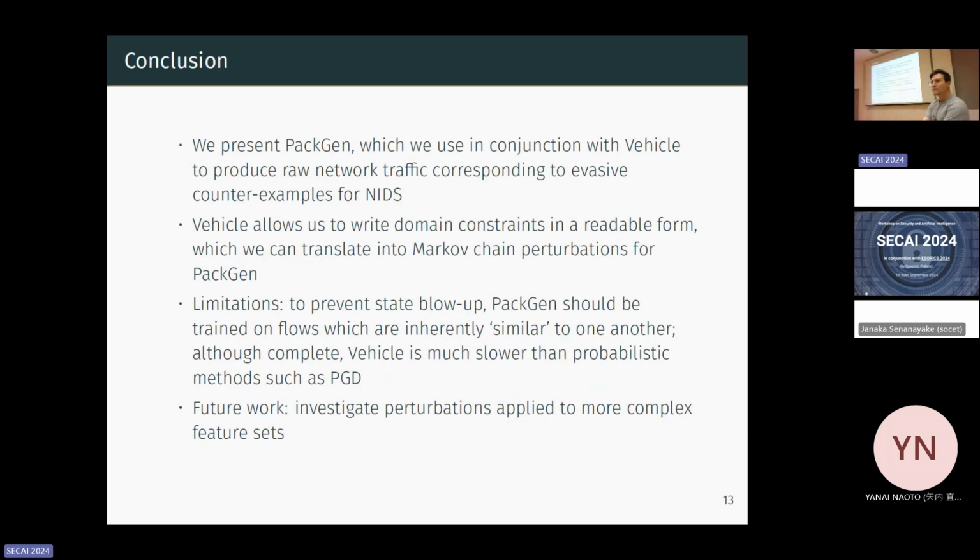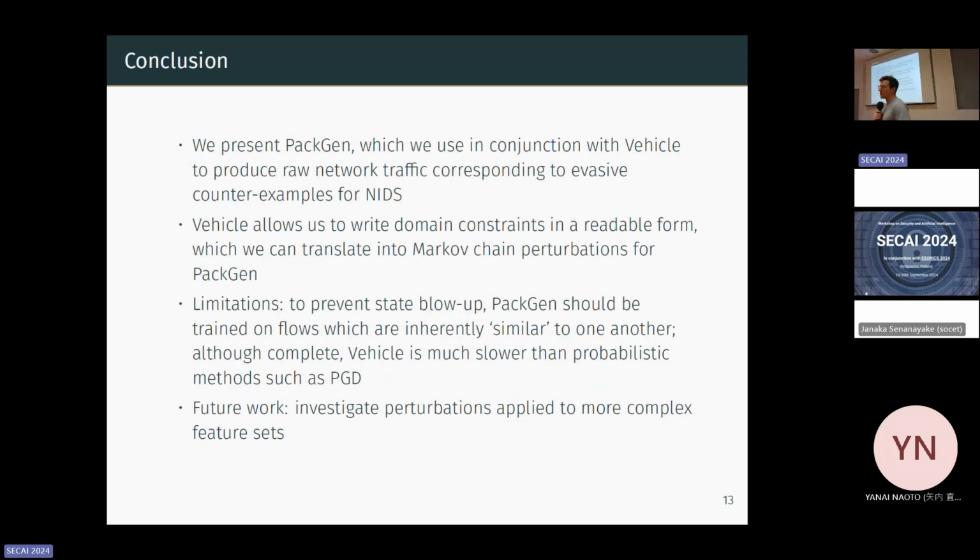Thank you very much for the nice presentation. I have a question. If I understand correctly, you use vehicle for generating adversarial examples. I was wondering what model you consider for the vehicle, I mean, is it white box or black box?